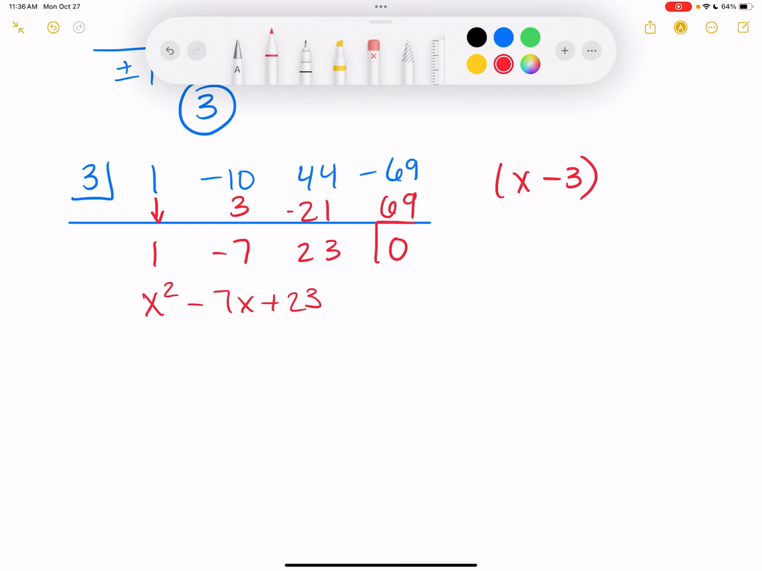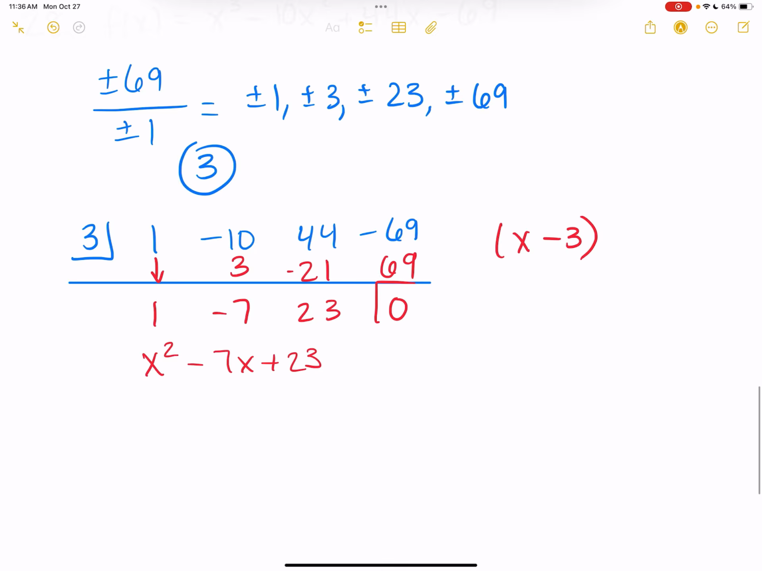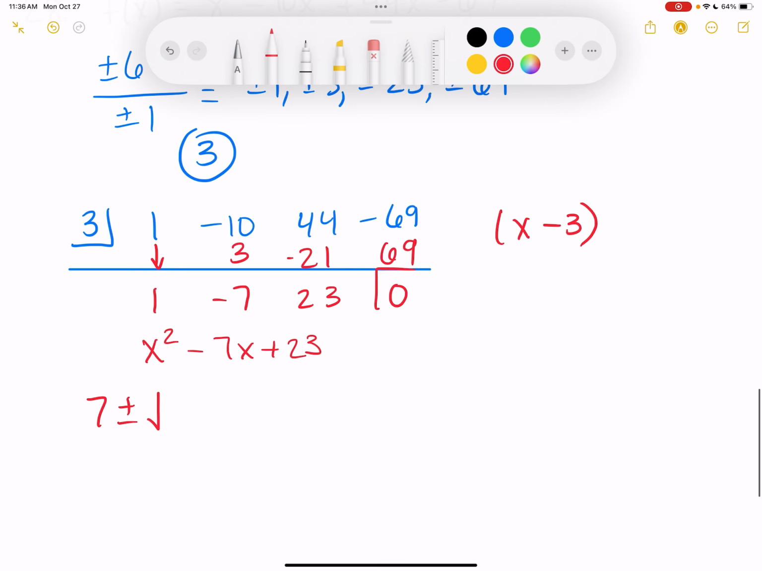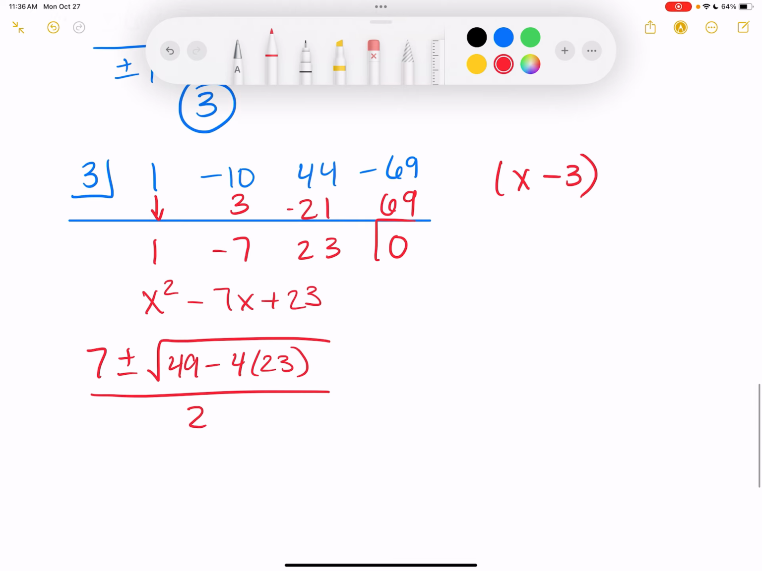So negative b, which is going to end up being a negative number, so that's positive 7 plus or minus the square root of b squared, so 49 minus 4 times 1 times 23, all over 2 times 1. So I've got 7 plus or minus the square root of, was that 80? Nope, 92. 49 minus 92, is that right? 43. Negative 43. All over 2. So what happens in here?